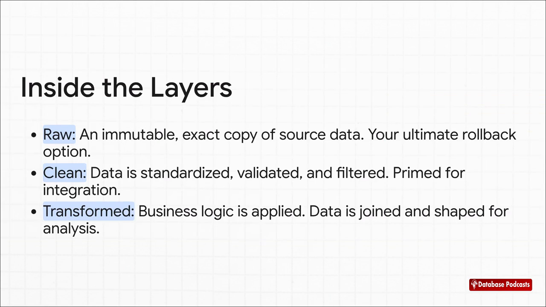First up, the raw layer. Think of this as your ultimate safety net. It's an exact, unchangeable copy of your source data. If a pipeline breaks or something goes wrong down the line, you can always come back here and start over. Next, you move to the clean layer. This is where you do the first pass of tidying up, standardizing data types, filtering out obvious errors, getting it ready for the real work.